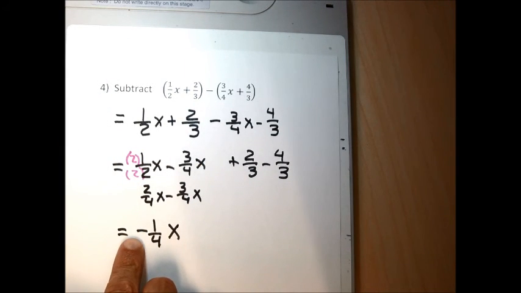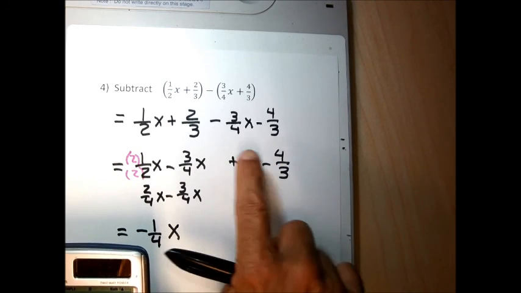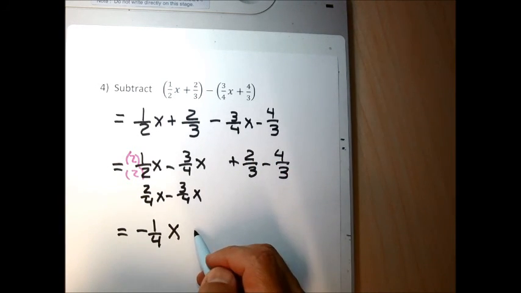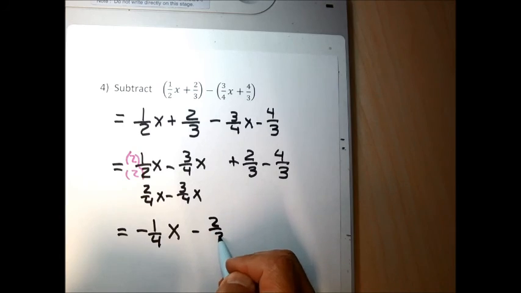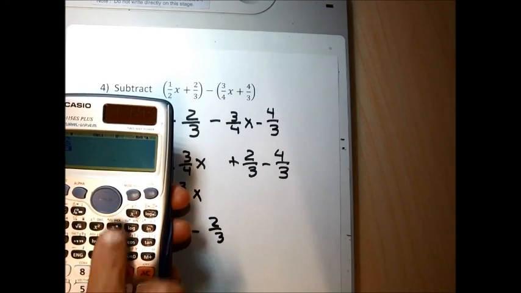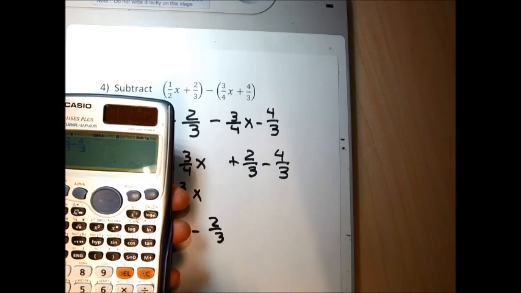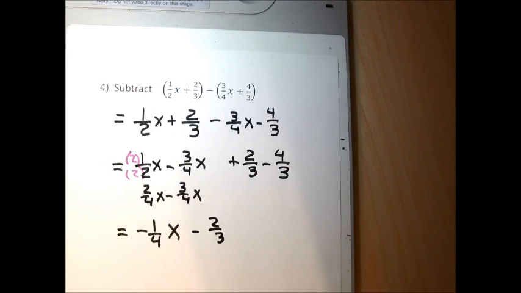The minus could be written directly to the left of the fraction, or it could be up in the numerator. It could even be in the denominator. The next two terms I need to combine, 2/3 minus 4/3, I just go 2 minus 4 and get a negative 2/3. And again, I could use my calculator to do fraction 2/3 minus fraction 4/3. I don't care if you do fraction work on your calculator. All right, so that would be the best answer for number 4.